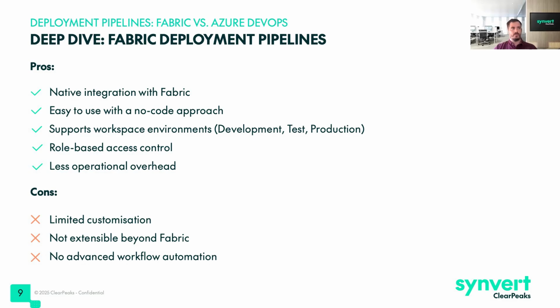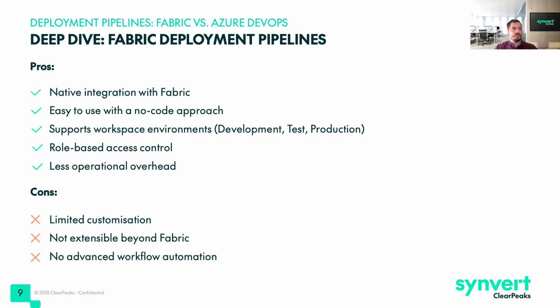And here it's also very related to role-based access control. Each of these workspaces or stages needs to be deployed based on this role-based access control, and this can be delivered within the Fabric deployment pipelines. Another positive is that it has less operational overhead as a solution. So you don't really rely a lot on infrastructure or on any additional support from your IT team. It's only based on the Fabric platform.